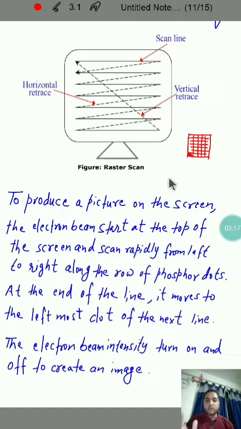How will you see the image on a computer screen? आपको जो कंप्यूटर स्क्रीन के ऊपर जो भी इमेज दिखती है वो किस तरह से दिखती है, उसके पीछे का लॉजिक क्या होता है. Let me just explain that to you quickly.